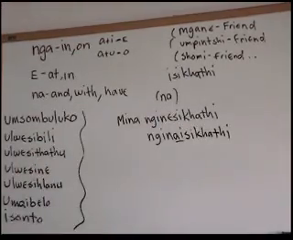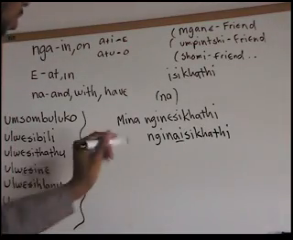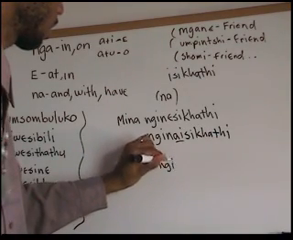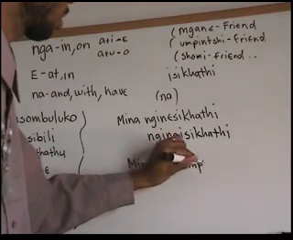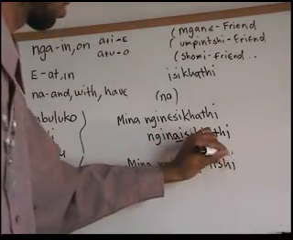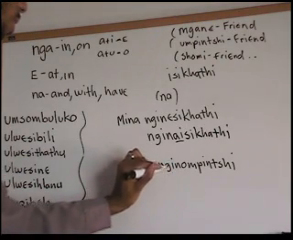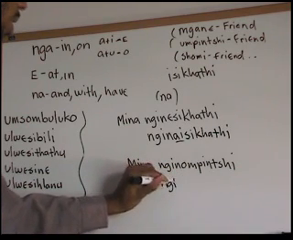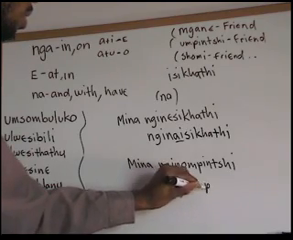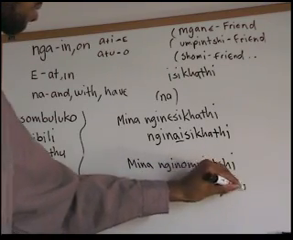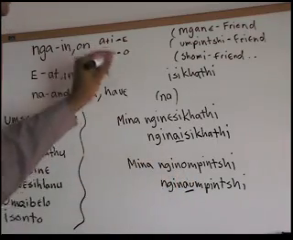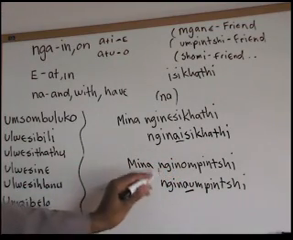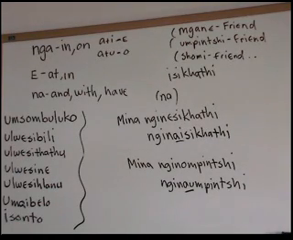So I have time. Now if I say I have a friend, I'll say mina ngi no pinchi. You see what I did here? This is the original, ngi na pinchi. Two vowels here, A plus U gives you O, so it will be ngi no pinchi. So that's how that worked.